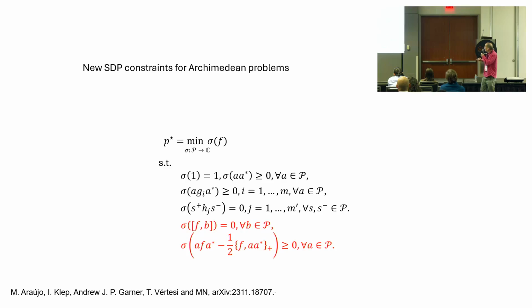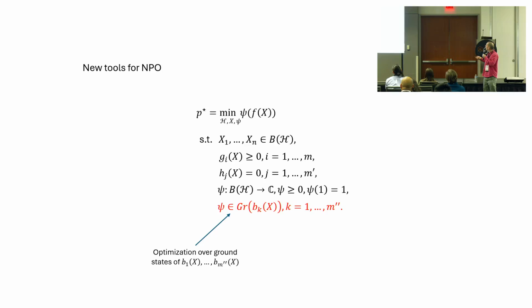Good. What are the consequences? Well, if you give me any Archimedean problem, and quantum information theory is full of Archimedean problems, then you can add these 2 conditions. And when you derive an SDP hierarchy with these 2 extra conditions, you will get new SDP constraints. And this will boost the speed of convergence of the hierarchy.